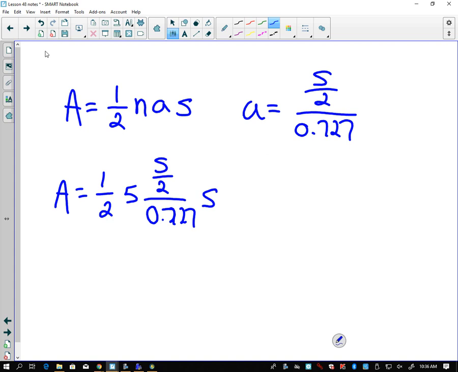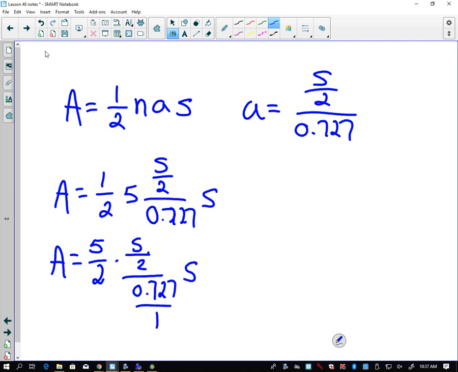The only 5 in here is this 5 next to the 1/2. So you could even go ahead and change that and get A equals 5/2 times S over 2 divided by 0.727, which is really divided by 1. So you're seeing here that I can multiply by the reciprocal times S again. All right, so we're starting to see how this is going to be done. Okay. All right, let me hit stop there.